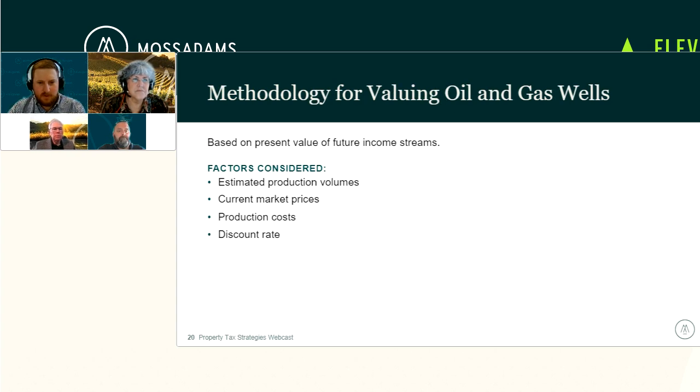So valuing oil and gas properties involves a detailed methodology outlined by the Texas Property Tax Code. This code requires that the market value of an oil and gas well be determined based on the present value of future income streams, which is accomplished through a discounted cash flow valuation approach. Key factors in this valuation process include several important elements, and later in our discussion we'll explore how each of these factors impacts the overall valuation.